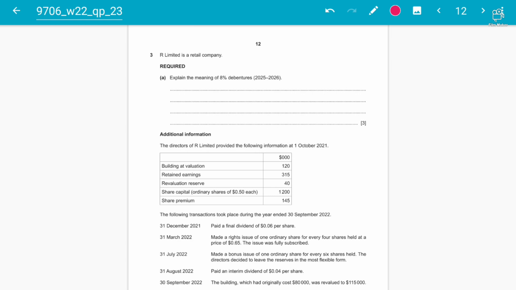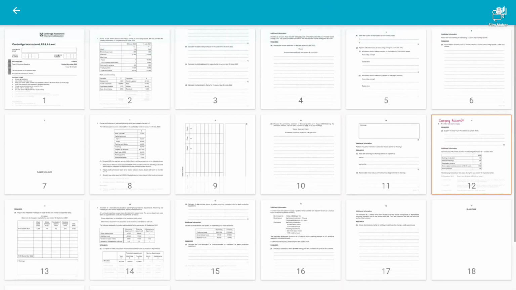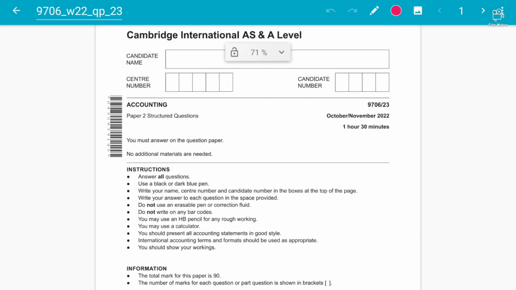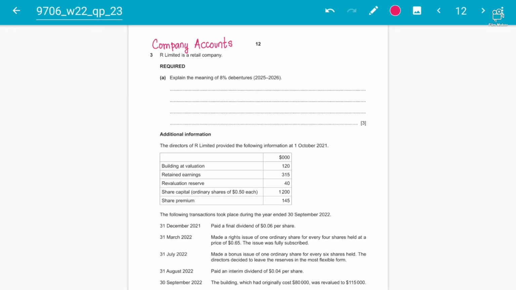So today we are going to solve a company accounts question from the recent paper, that is October-November 2022. This is paper 2, variant 3, October-November 2022, and I'm going to solve question number 3, that is company accounts.